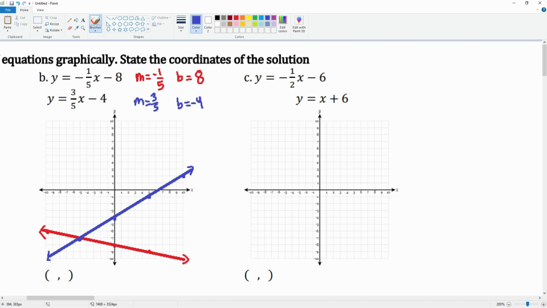This is our line. Their intersection is right here. Looks like that's at negative 5 comma negative 7. So negative 5 comma negative 7 is the solution to this system.